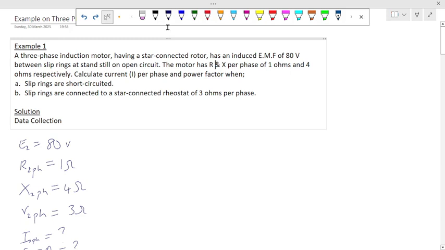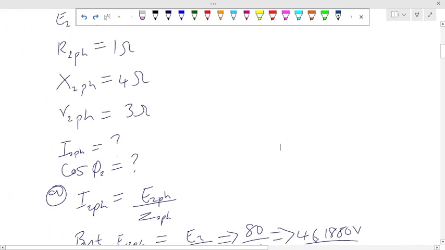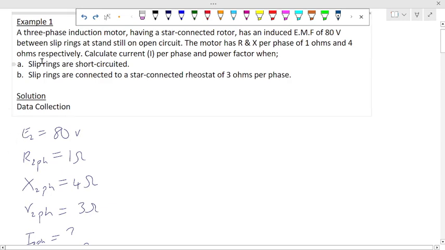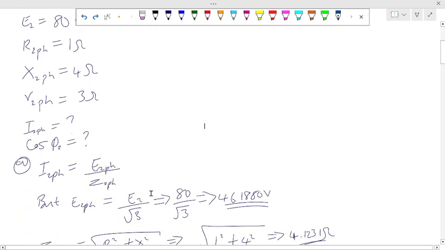So what are we asked to calculate? Current per phase and power factor. These are the 2 things we are going to calculate. In the first case, we are told that the slip rings are short-circuited. So how do we look for current per phase and power factor? Let's start with the current per phase.